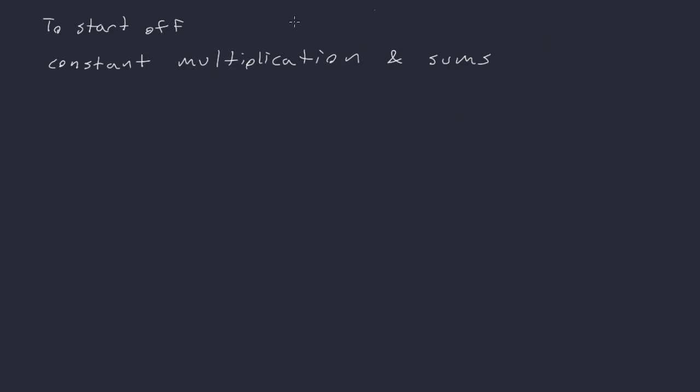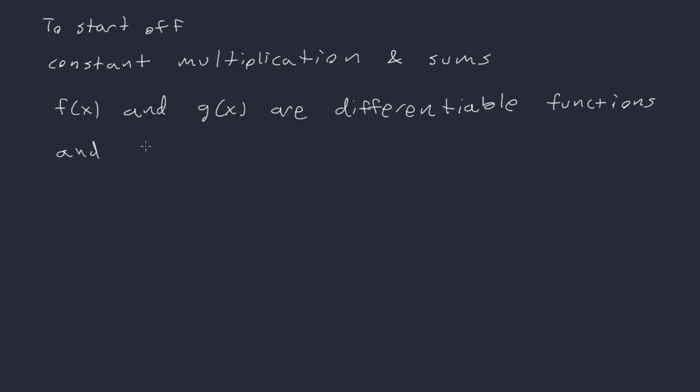Okay, before we really get rolling, I want to look at some more general properties of the derivative and how they work. And it turns out that our constant multiplication and sums work out exactly how you would expect, hopefully. So to start with, if f of x and g of x are differentiable functions, and c is a constant, then we have the following properties.